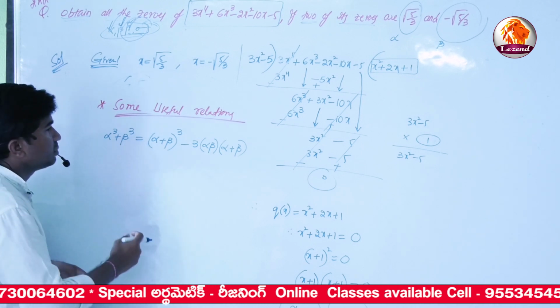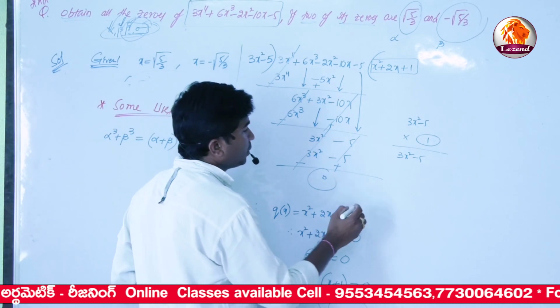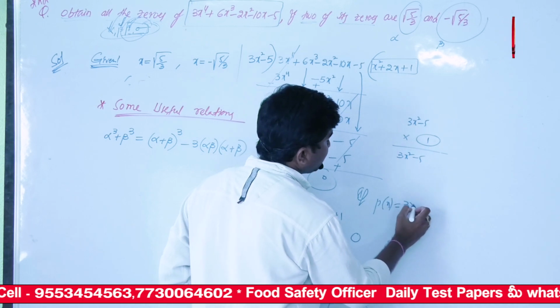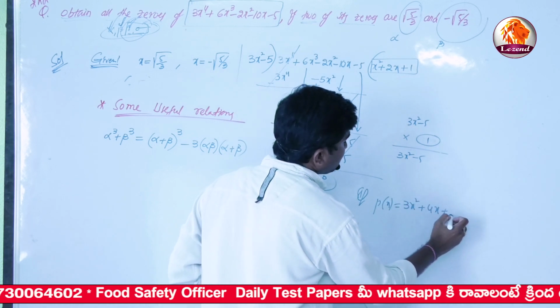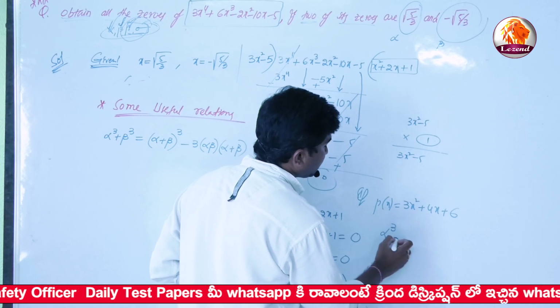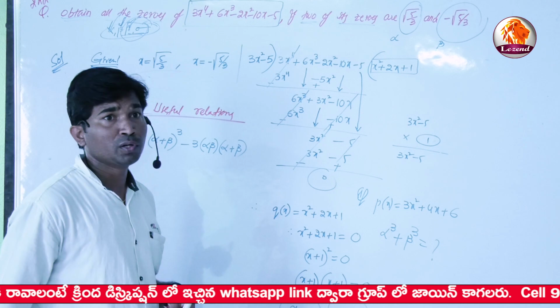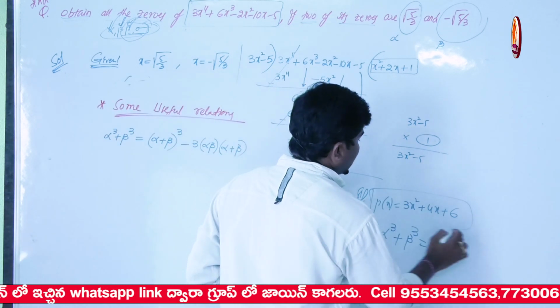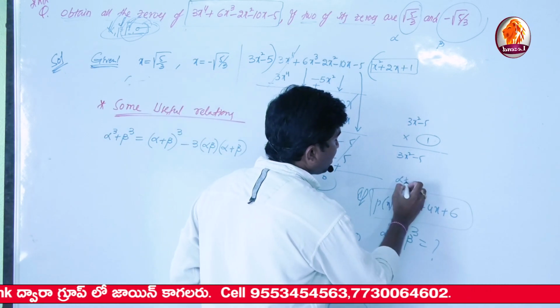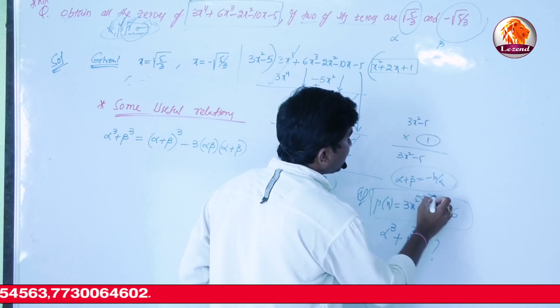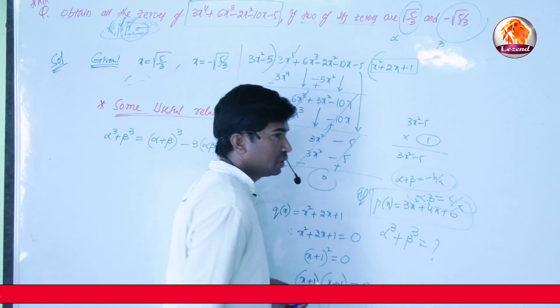Where will we apply these? The question they will ask is, for example, if p of x is equal to 3x square plus 4x plus 6, find alpha cube plus beta cube. We know it is a quadratic polynomial. We know that alpha plus beta is equal to minus b by a, and alpha beta is c by a.